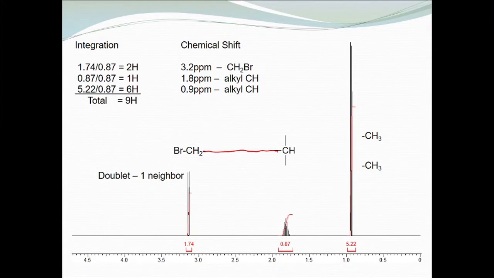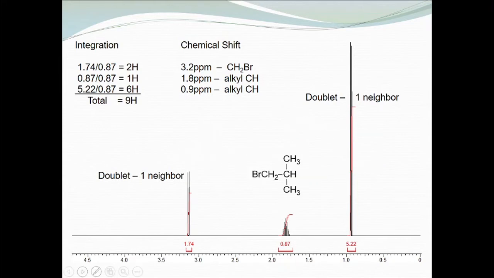So the next step, we will go to the peak around 0.95. That is also a doublet. So again, this means 1 neighbor, meaning those 2 methyl groups are bonded to a carbon that has only 1 hydrogen. So these are bonded here and here, giving us this structure.